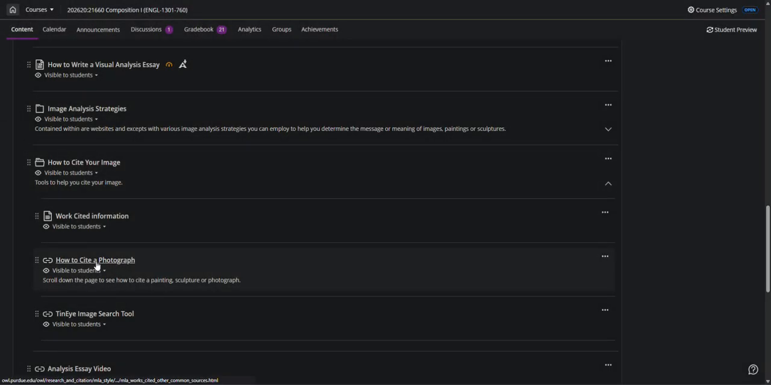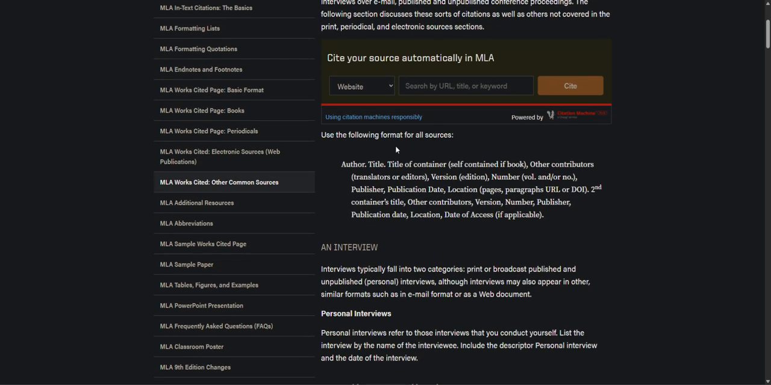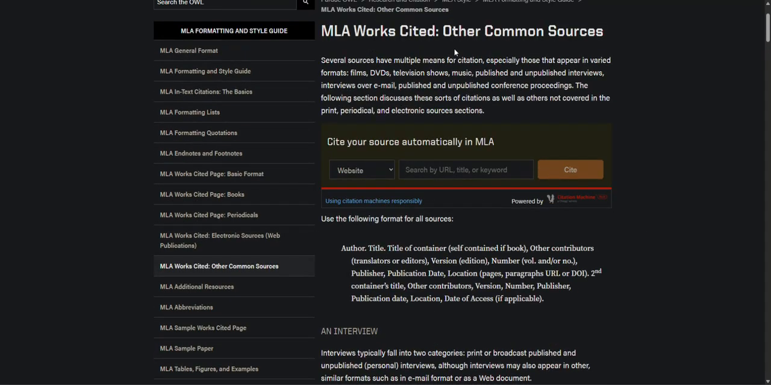How to cite a photograph. This is a website. It's the Owl at Purdue. It talks about how to cite in MLA, and this is for actually other common sources.